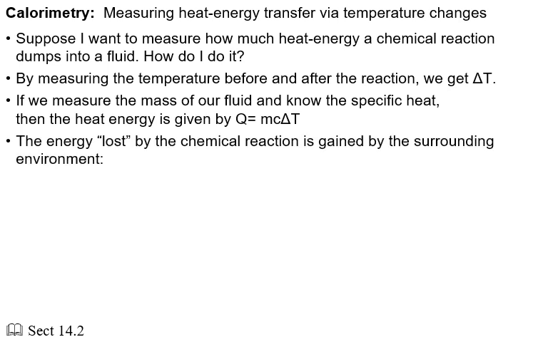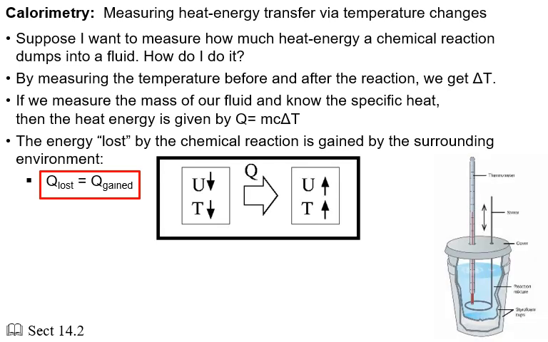So the energy lost by the chemical reaction is gained by the surrounding environment. So the idea is that Q lost is Q gained. The energy is conserved, and so the energy emitted by the hotter object is then gained by the cooler object. And it does not mean that you're going to wind up at the mean temperature, because the specific heat capacities are different, as we will see. So this is the idea for calorimetry: you have some hot object, and it is going to release heat, and that heat is then going to be gained by the cooler object. So the temperature of the hot one goes down, the cool one goes up.